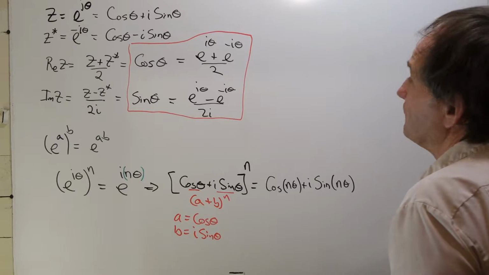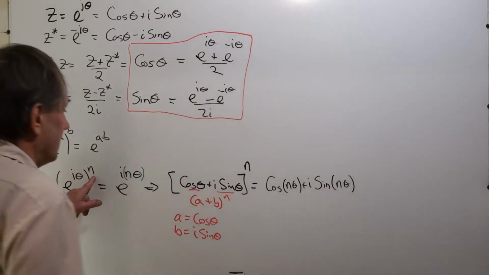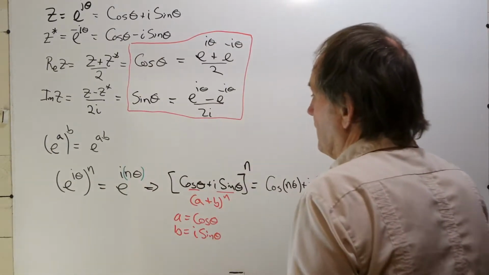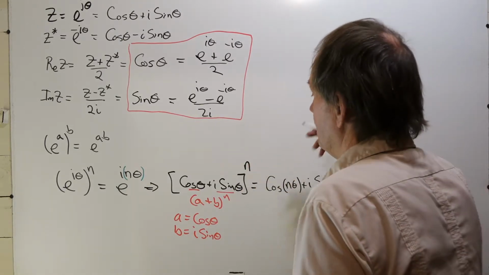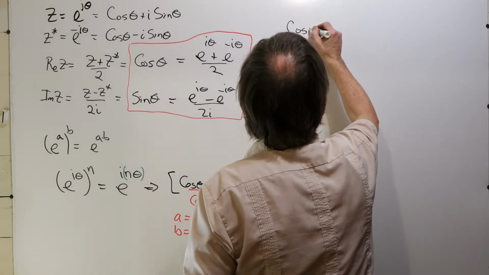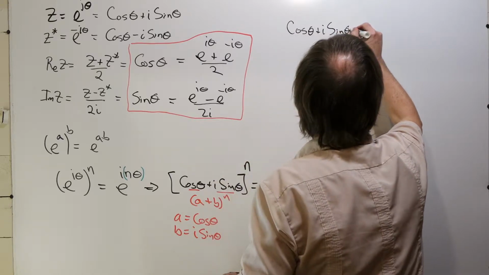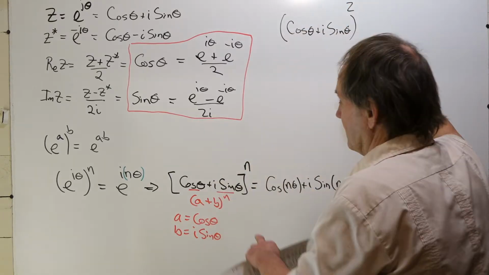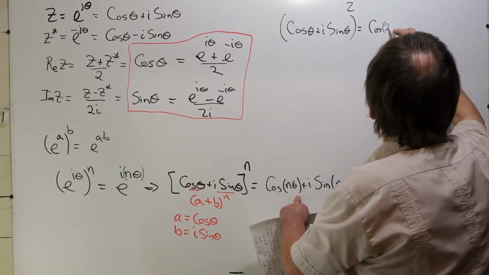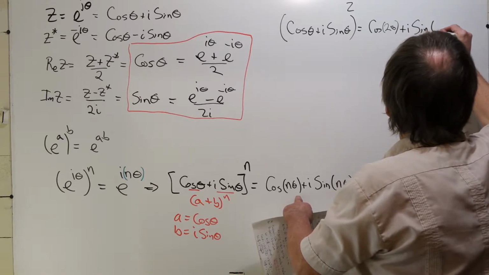Now, let's see what happens when we make n equal to 2. Let's just figure out for n equals 2. Well, when n is equal to 2, we have cosine of theta plus i sine of theta, squared. And this is the cosine of 2 theta plus i times the sine of 2 theta.